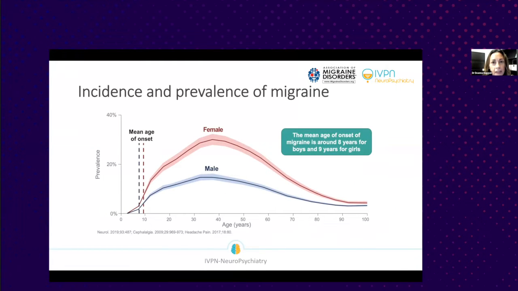With regard to incidence, what we've typically seen anecdotally and clinically is reflected in this graph from 2019, where we typically see the mean age of onset in migraine around 8 years of age for boys, although certainly it can be much younger, and then around 9 years of age for girls. What we also see is that typically the closer girls get to puberty, that's when we typically see the migraines begin.